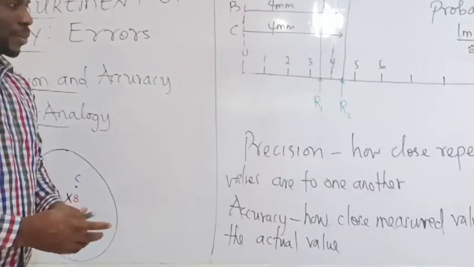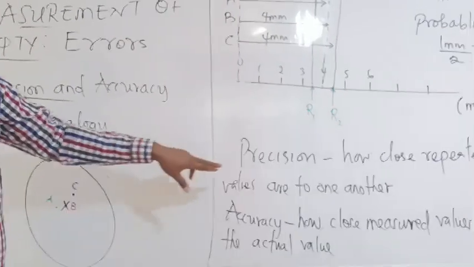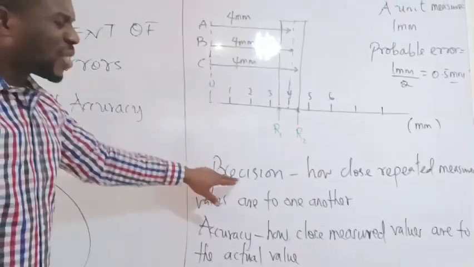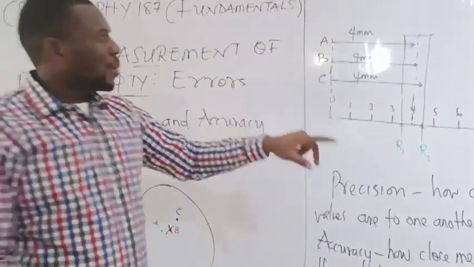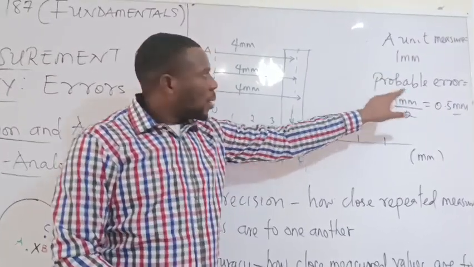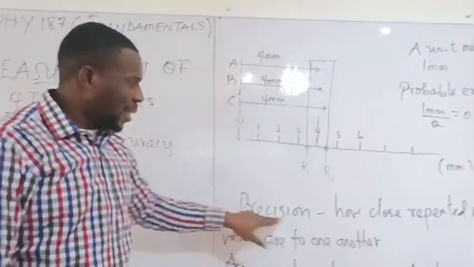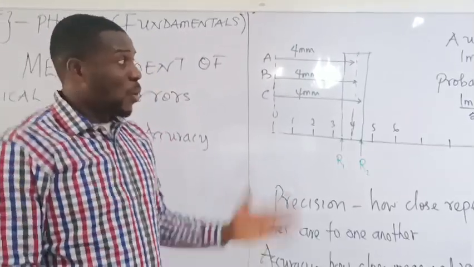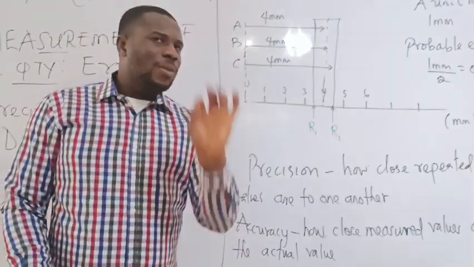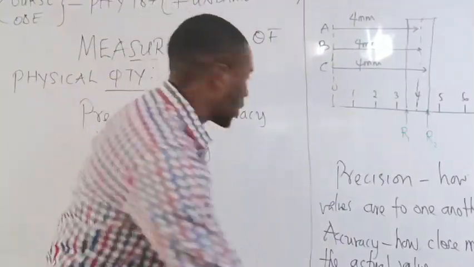Alright, now how do I really tell which of the measured values is more precise and which is more accurate? Precision is really the probable error's job. The probable error will tell you how precise a measured value is when you compare them. And accuracy is really the relative or the fractional error's job. So let's get to that shortly.